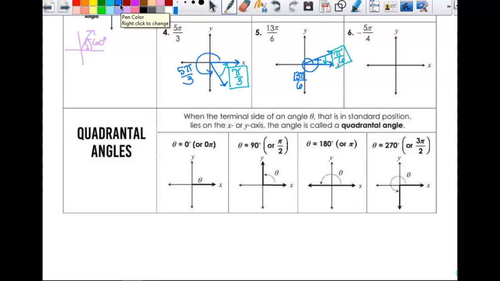So not negative 5 pi fourths, just pi fourths by itself. This is 0, and then this is pi halves, so pi fourths is halfway in between, right? Make sense? All right. So I'm here, and I'm going to go negative 5 pi fourths. So here, this is negative 4 pi fourths, because that's pi, right? And then I have to go one more, so that's halfway. I'm right here. So this is negative 5 pi fourths.